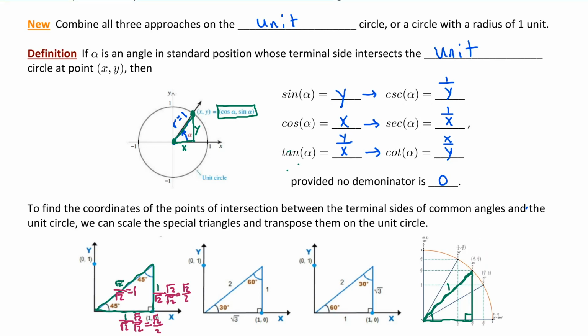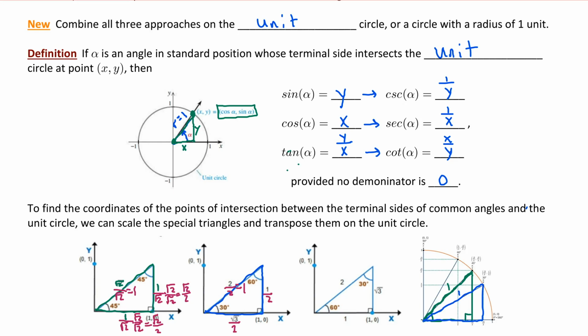Let's go through that process again for practice and understanding, but this time let's use our 30, 60, 90 triangle. So our goal now is to scale this 30, 60, 90 triangle so that it fits in standard position on our unit circle. In order for it to fit, we need the hypotenuse to be of length 1. Currently, we have a hypotenuse of length 2. So we can scale it by dividing it by 2. But if I divide the hypotenuse by 2, I need to divide the other legs by 2 as well.